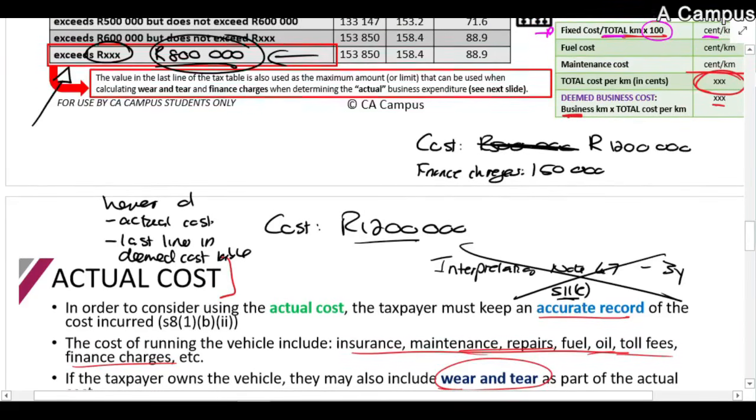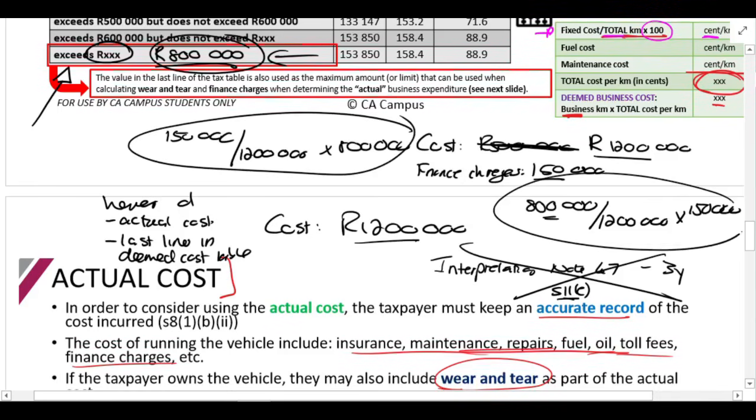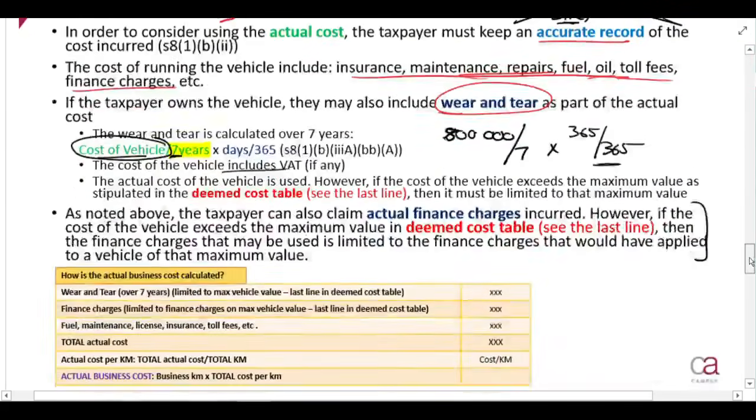You will then say, what is the maximum vehicle value here? 800,000. So this is 150,000 on 1.2 million. So what you will have to do is you'll have to say, what would be the finance charges on a vehicle of a cost of 800,000? So in other words, you can also say 150,000 divided by 1.2 million gives me the finance charge per rand of cost times 800,000. However you see that calculation is obviously the same thing. It's also illustrated in your examples.